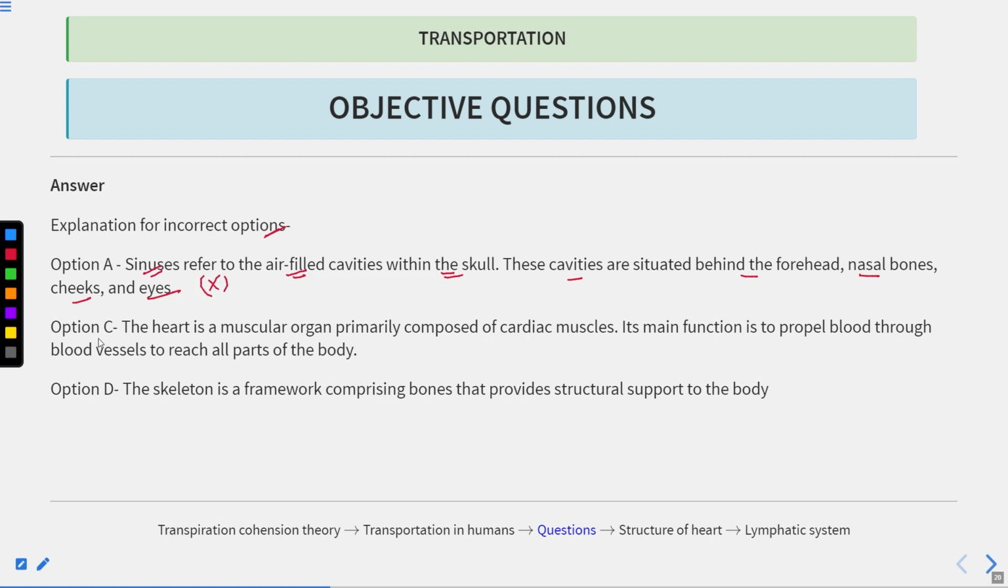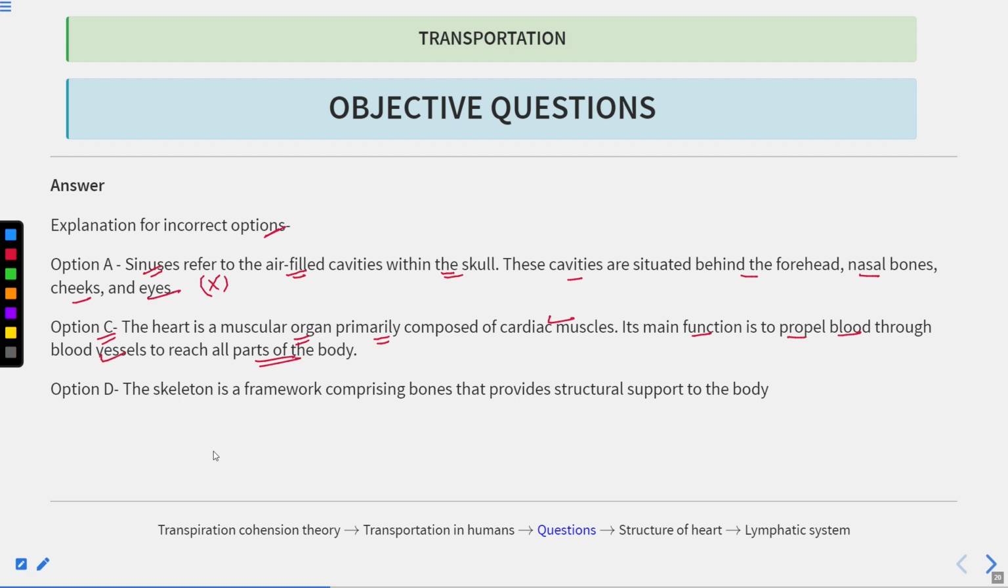Option number C, why is it not correct? Because the heart is a muscular organ. It is required for the pumping of the blood, and is primarily composed of the cardiac muscle. Its main function is to propel the blood through the blood vessels to reach all parts of the body. The main role of the heart is to pump the blood.